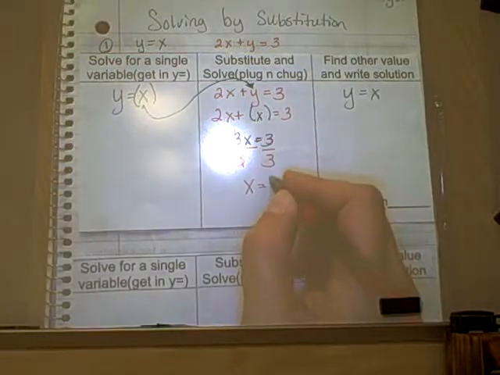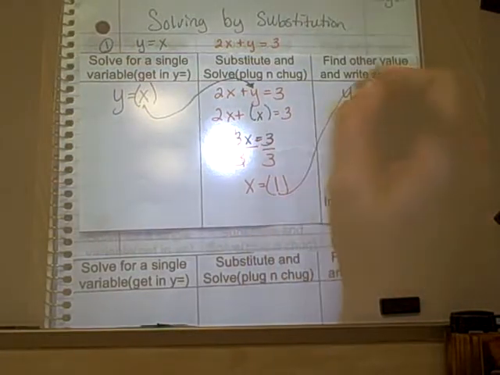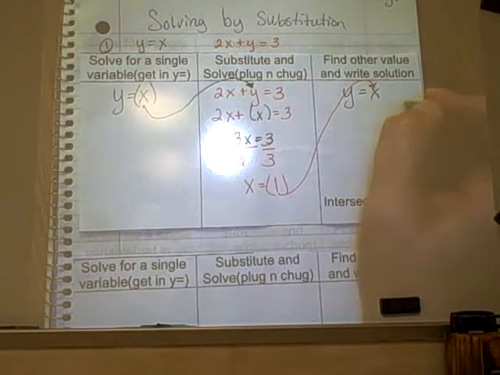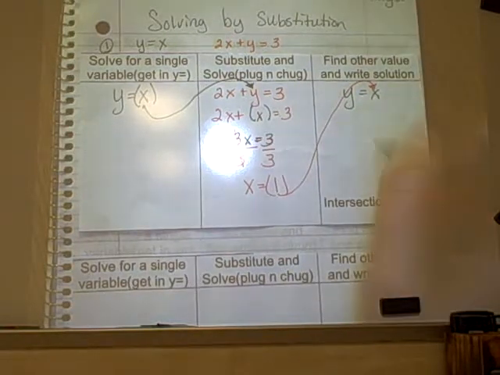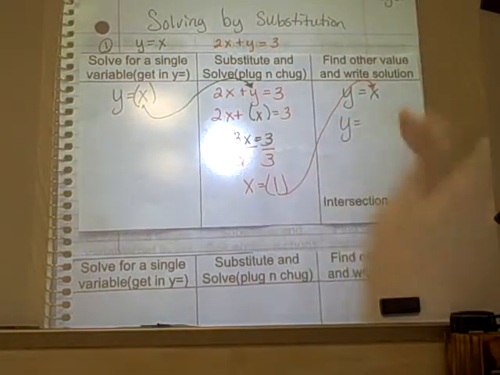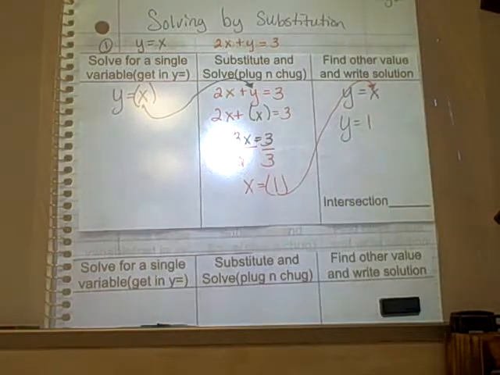Okay, so if you know x equals 1, you can take that now and finish out this whole cycle, and you're going to plug it in for x up here. So you have y equals, and instead of x, you're going to put the 1.